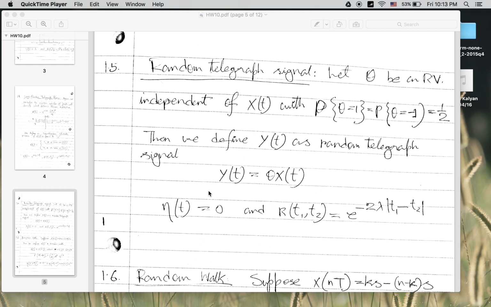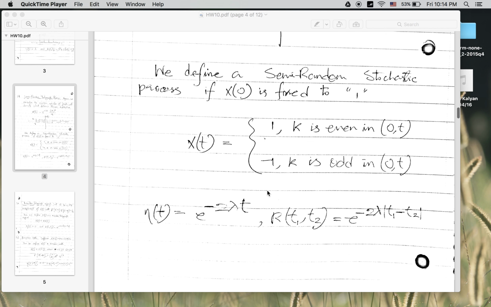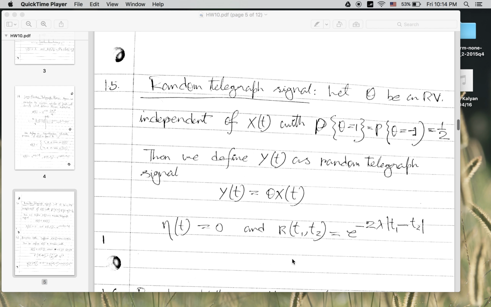Now we see what the random telegraph signal is. Suppose we have another random variable theta independent of x of t, with probability of theta equals 1 equal to probability of theta equals minus 1 equal to half. Then we can define a new random variable y of t, which is also called the random telegraph signal, where y of t equals theta times x of t. So if it's random, it can take only two values, 1 and minus 1, and its expectation should always be 0. As that is the case, the expectation is 0, and the autocorrelation r of t1, t2 is equal to e to the power minus 2 lambda into mod of t1 minus t2. That is, the autocorrelation only depends on the interval between t1 and t2.